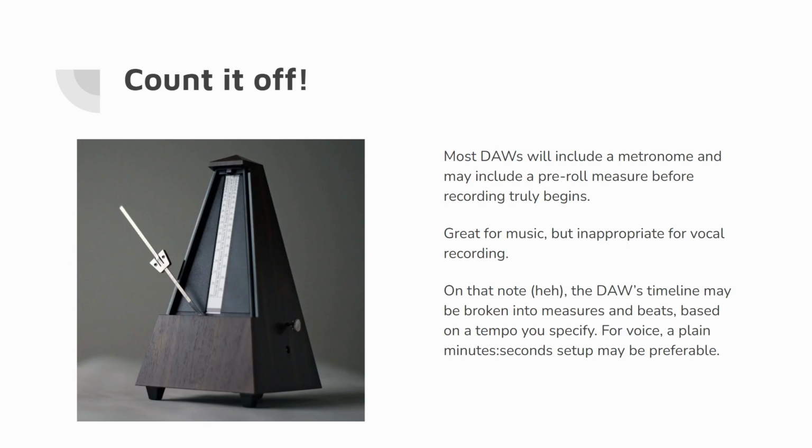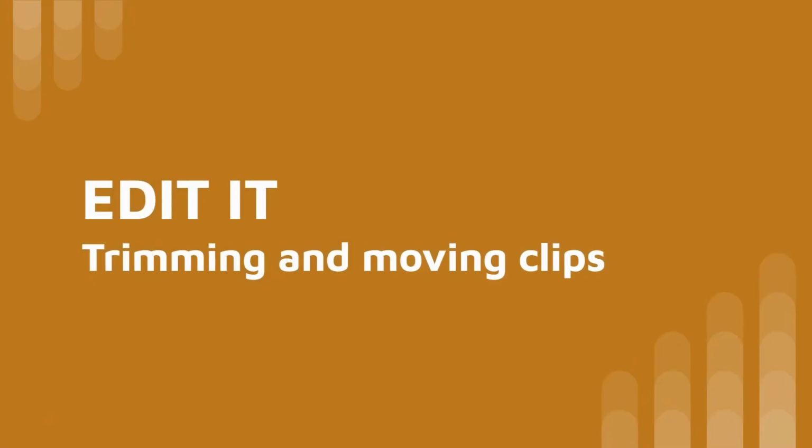On that note, the DAW's timeline can be broken into measures and beats because you can set the tempo, which will help you with the whole metronome concept. You could specify the tempo of your song and see the measures all broken out. If you're not doing a song, you'll be able to switch it to minutes and seconds, which is a little more sensible for your spoken word stuff, of course. Unless you're speaking in perfect rhythm at 98 beats per minute.